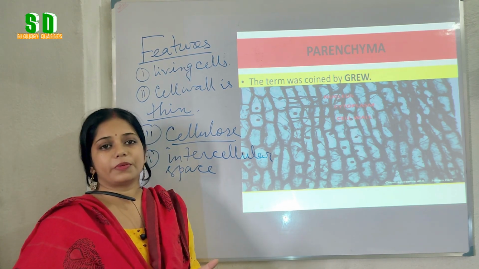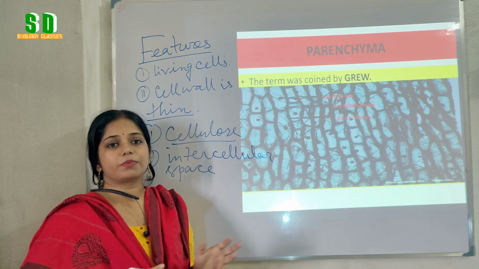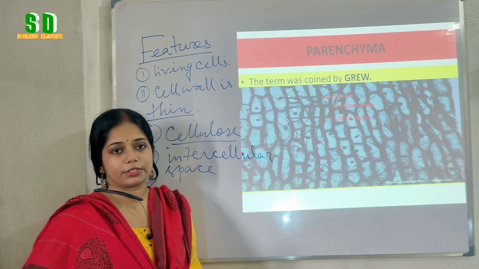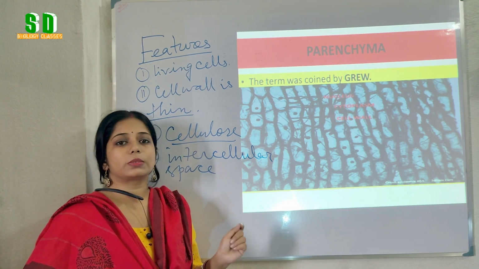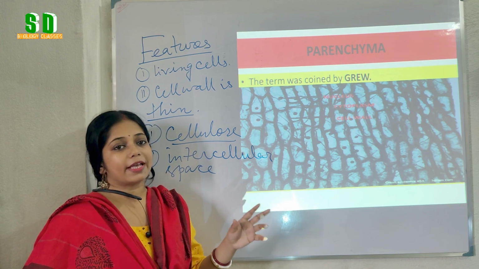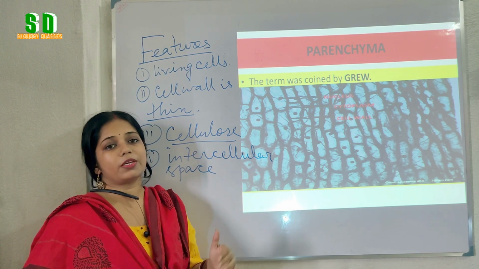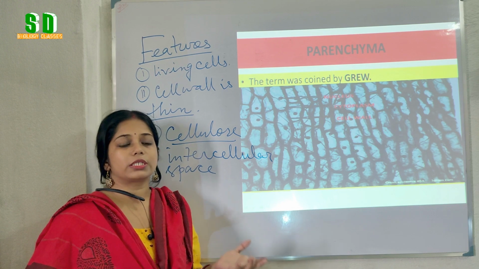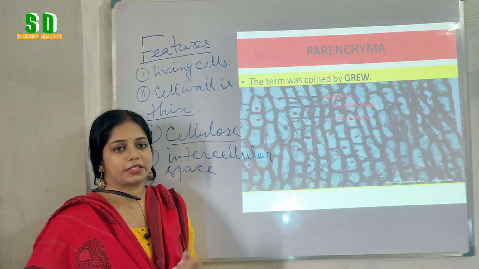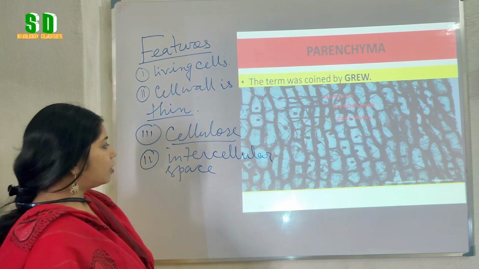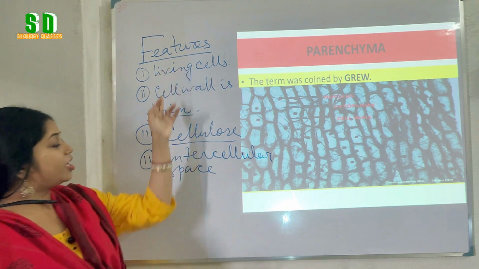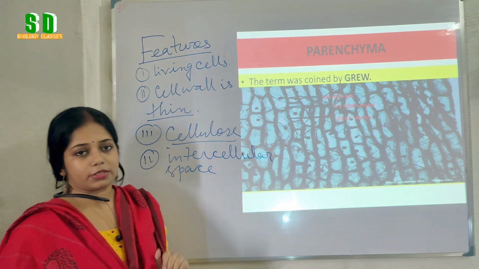In case of onion peel cell, we have seen that onion peel cells are made up of the parenchymatous tissues and there the intercellular spaces are absent. But as the cell wall is thin, maybe there is a chance of the intercellular space also in case of parenchymatous tissues. So these are the main features of the parenchymatous tissues.